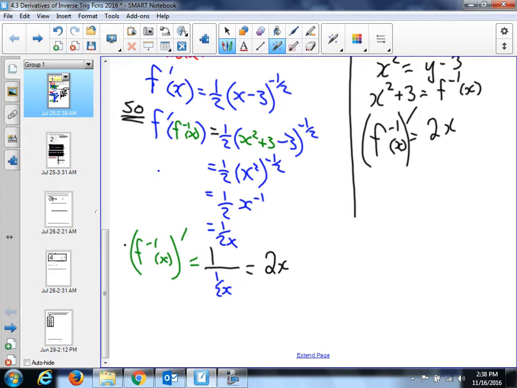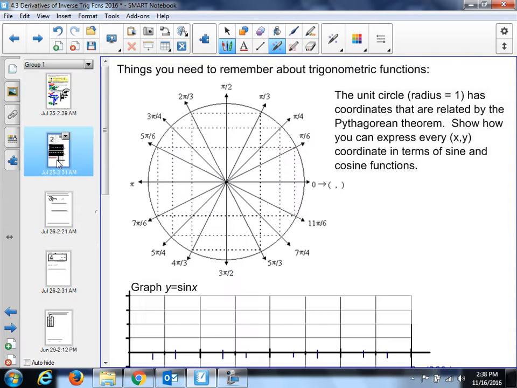Now, another bit of trig review. We already talked a little bit about this. Things you need to remember about trig functions, and we've talked about it before. Unit circle. Radius 1. I don't ever advise you to memorize the unit circle as in the coordinates all the way around. All you need to know is 2 triangles and just fit them in where you need them. 1, 2, radical 3, and 1, 1, radical 2.